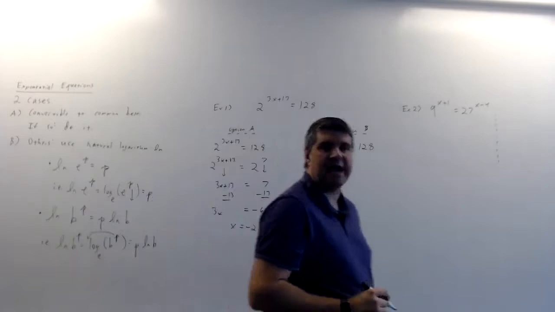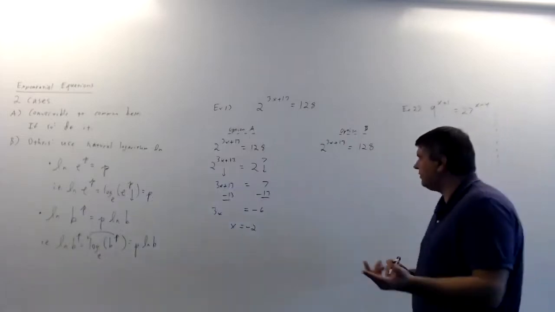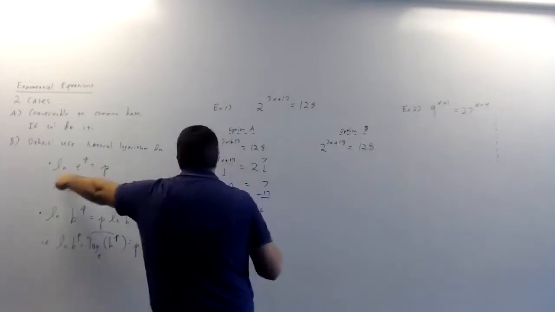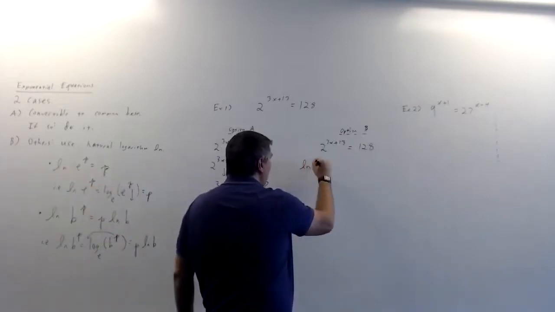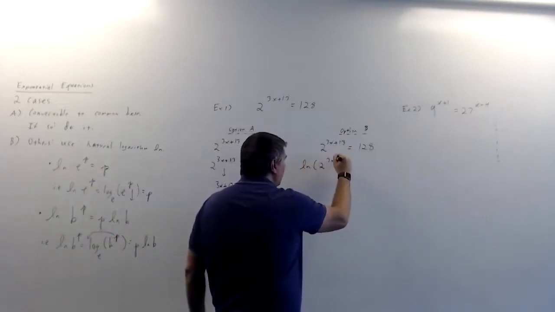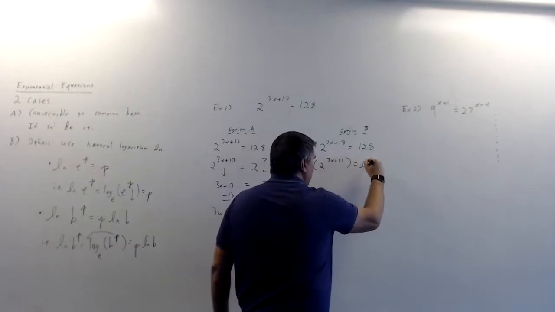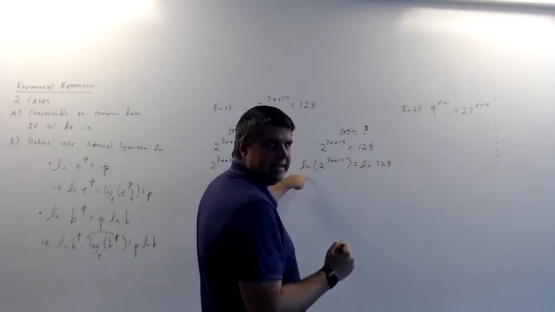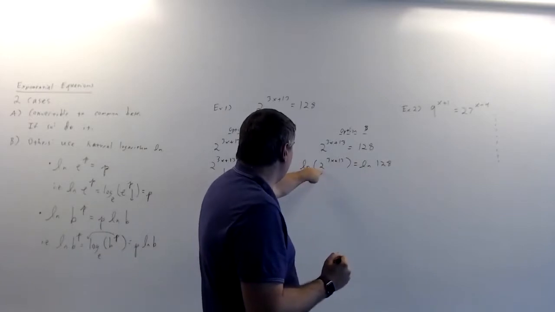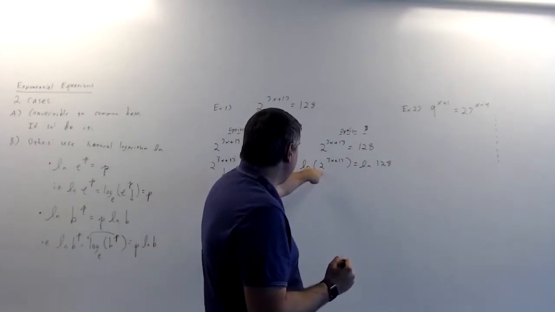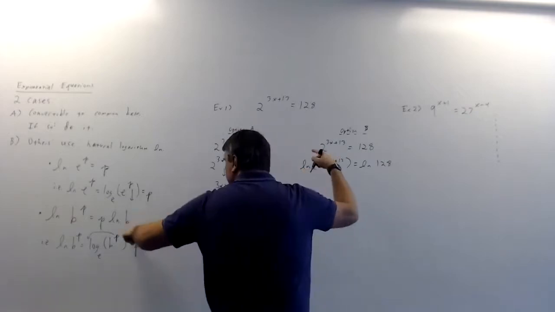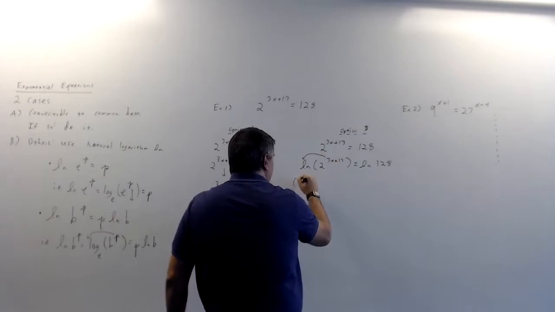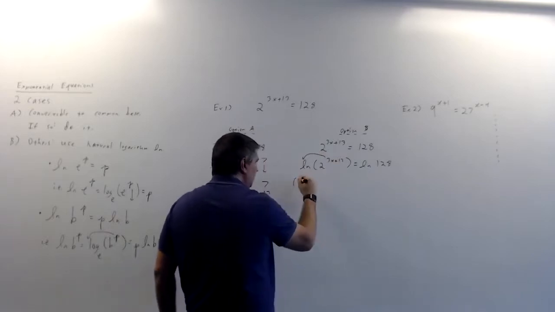Now, let's say I don't recognize that these are both writable as powers of 2. Well, then I could use the natural log. Natural log of 2 to the 3x plus 13th equals the natural log of 128. That's log base e of a base other than e. So using this rule, we can take this 3x plus 13 in parentheses to the front.